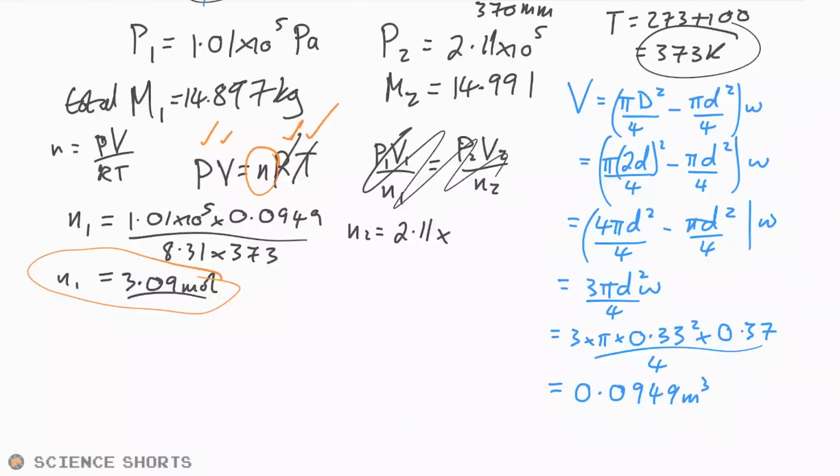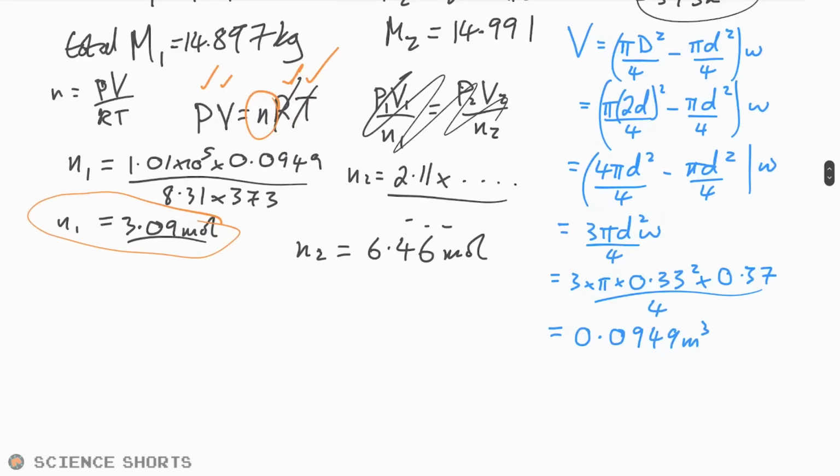There we go. I mean, yes, you can do it that way if you want to, but it's a bit quicker doing it this way. So, 6.46 moles. Okay, so we have N2 as well. Okay, so we found out some data.